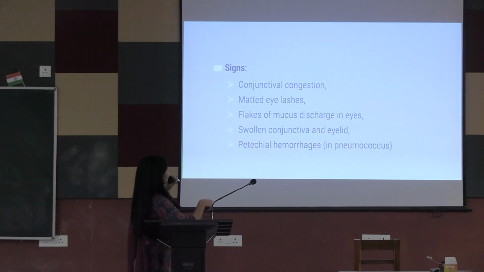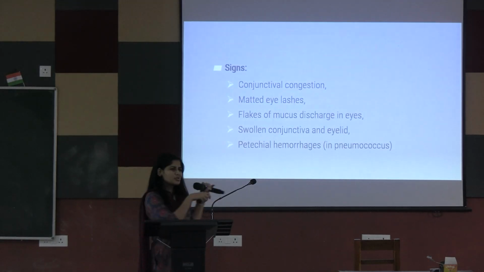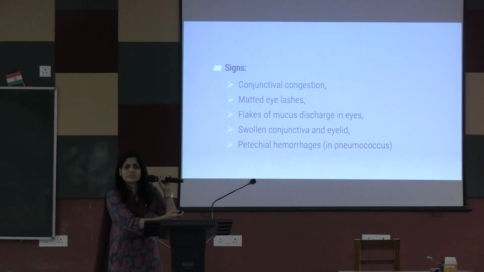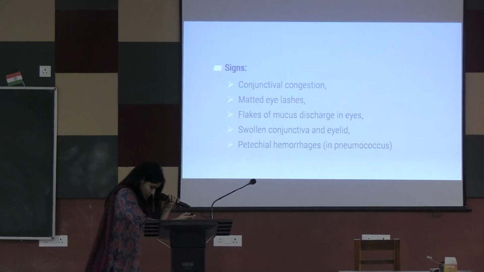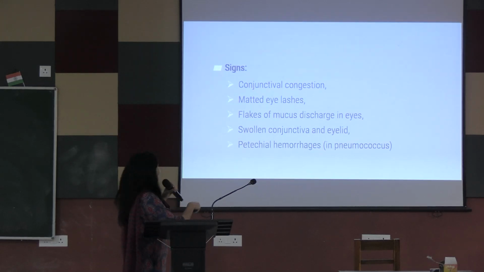What are the signs? You will see conjunctival congestion, matted eyelashes, flakes of mucus discharge in the eye, swollen conjunctiva and eyelid. This flakes of mucus discharge in the eye is the most commonly observed thing. What do you call that thing? When you get up in the morning, you tell your friend you still have sleep in your eyes. So it should be accompanied with all other signs.